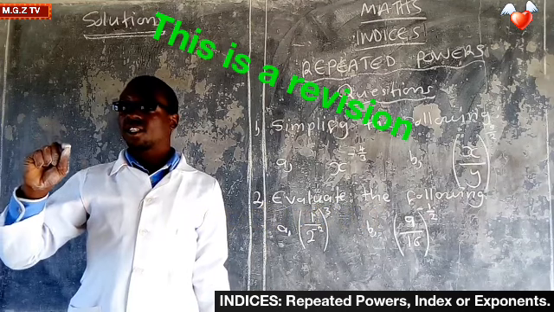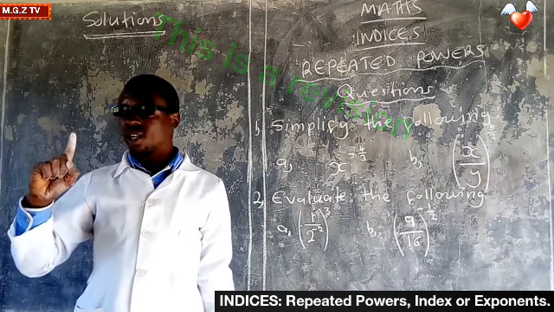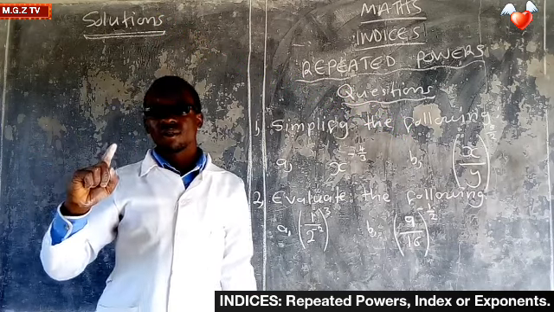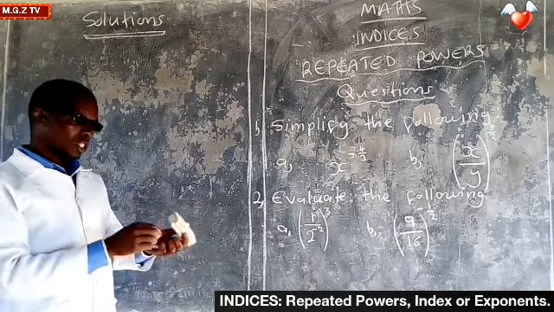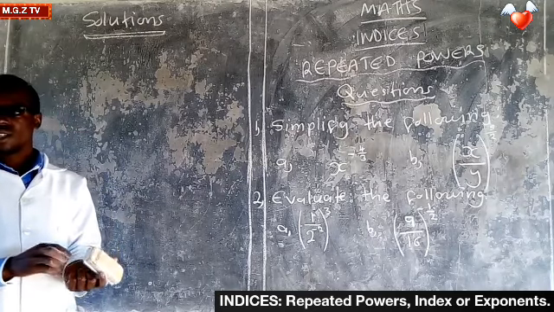If a base doesn't have a power, take the power as 1. Sometimes they may not include the power. Take it as 1.